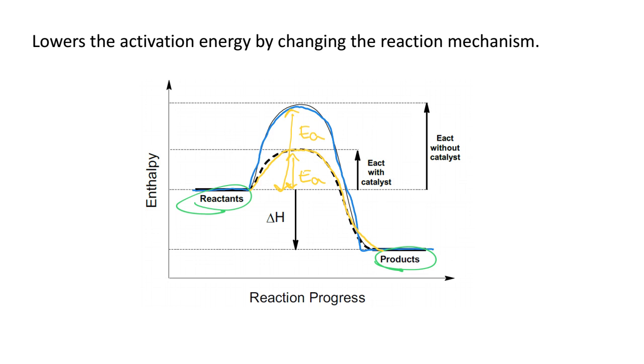Also, things to know, delta H is also the same thing. You'll see delta E means the change in energy for the reaction. It is going to be the difference between the reactant energy and the product energy. That's going to be this distance right here.